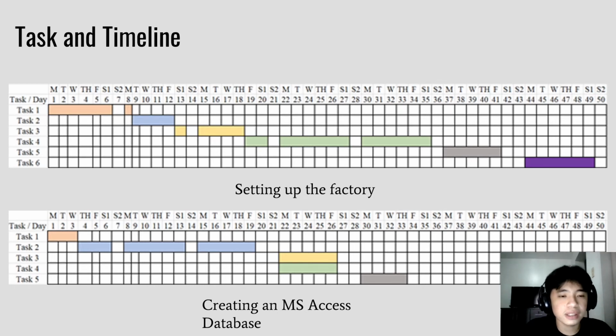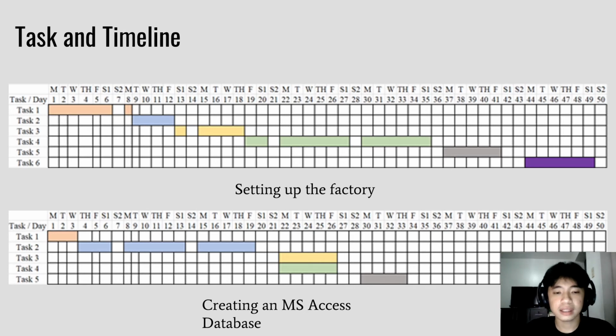Now, for the second figure, it is the task and timeline of creating an MS Access database. For task 1, the company needs to provide a summary of all the reports regarding all of the transactions within 3 days. The summary must include all the important data only and disregard the unnecessary ones.